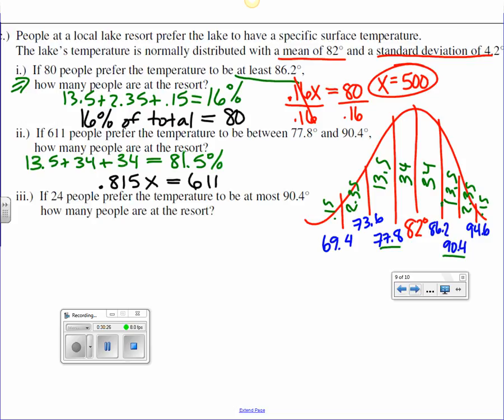Jasmine, what do you have to do last? Divide. Anybody? Okay, so we'll just say 75.